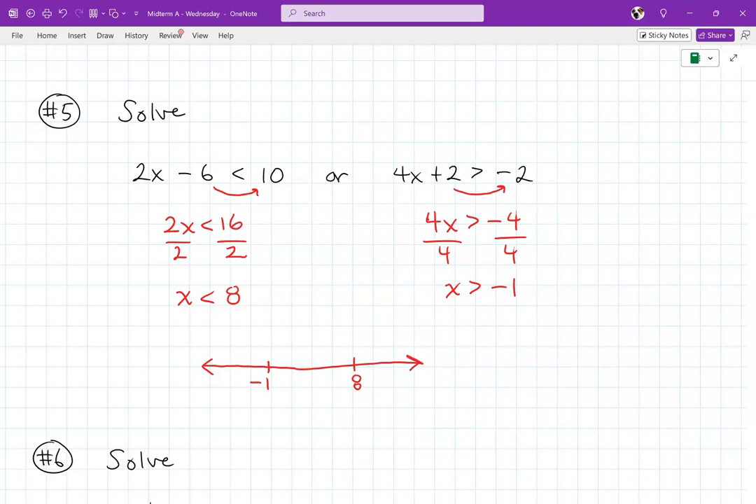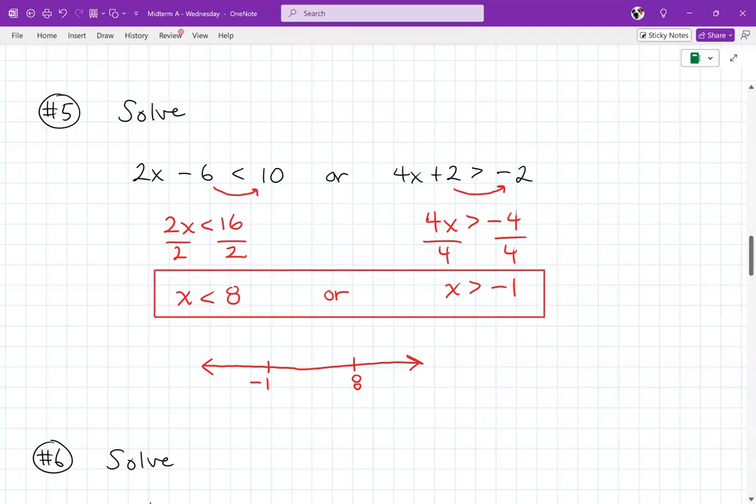So, well, this is an interesting one. So this is going to be your answer, okay? I'm not liking my answers here. But if I were to draw this, okay, x less than 8 is going to look like this. And x greater than -1 is going to look like this.